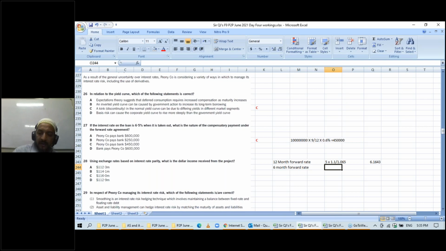Then 5 multiplied by 1.05. Now I've divided the 10% by 2, so I get the 6 months rate. And 1.0325. So this rate has also been converted into 6 months. 6.5 into 6 upon 12, 0.065 into 6 upon 12. So its forward rate becomes 5.0848.